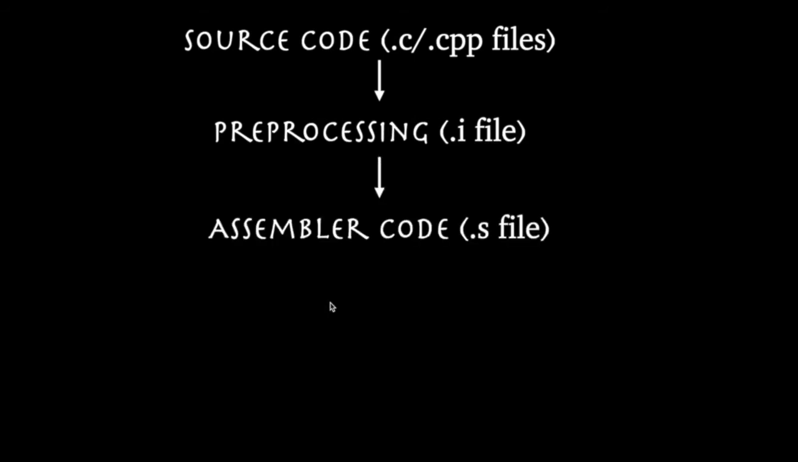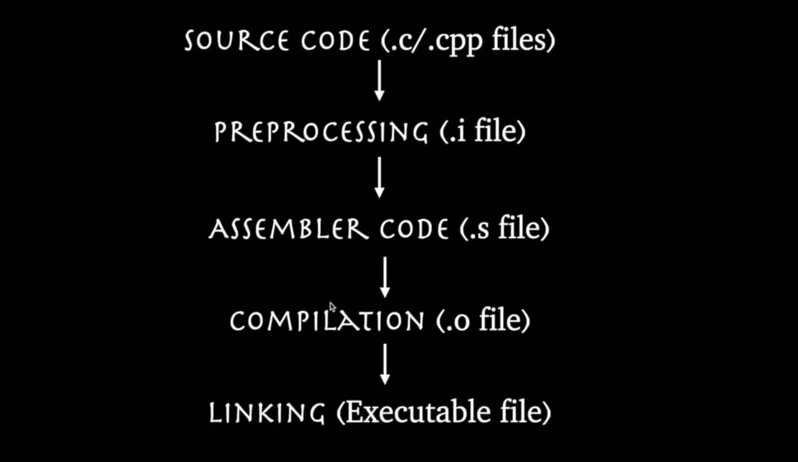Then the assembler will take these preprocessed .i files as input and it will generate assembly code for them, .s files. Then the compiler will take these assembly code files as input and it will generate object files for each file. Then the linker will take these object files as input and it will generate a single executable file. So this was the compilation process in C.